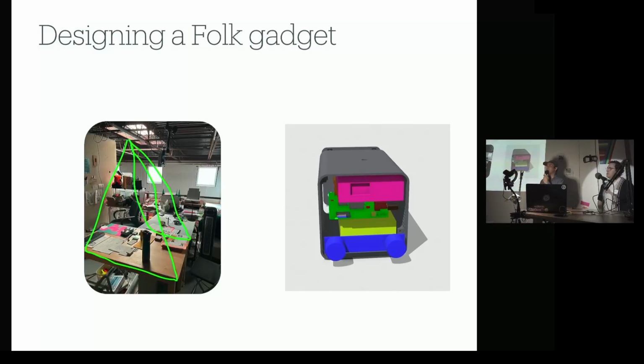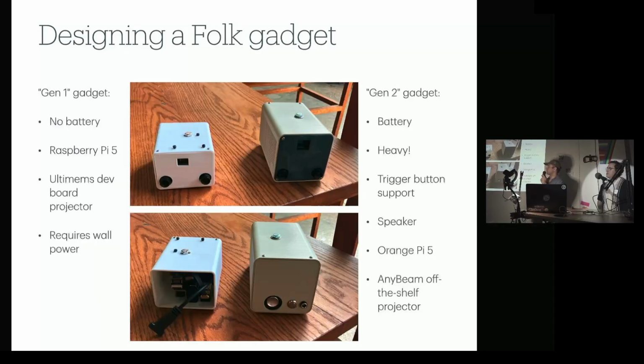You may have noticed we actually have two gadgets here. I think we didn't need to bring two gadgets, but I think it's fun to talk about the contrast between them because they represent different eras of gadget development. The one on the left, the one that's mounted there, is a sort of Gen 1 gadget. It doesn't have a battery, so you can see it has a single USB-C power brick. It uses a Raspberry Pi 5. It uses the dev boards that we imported from Taiwan, which have an HDMI input, which means you can plug a Raspberry Pi 5 into them because the Raspberry Pi 5 only outputs HDMI.